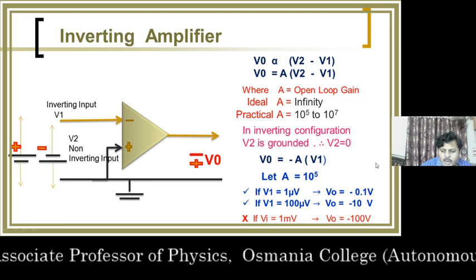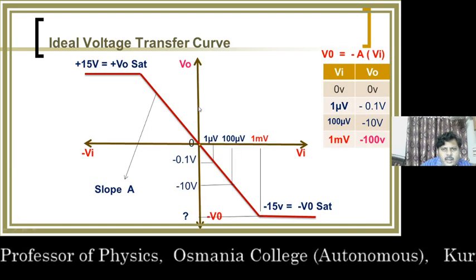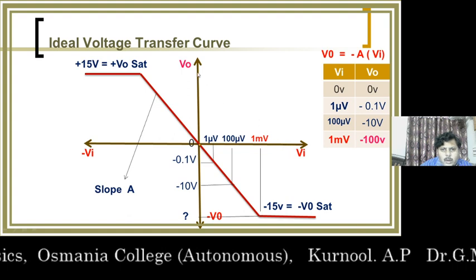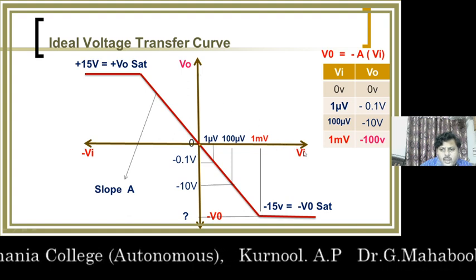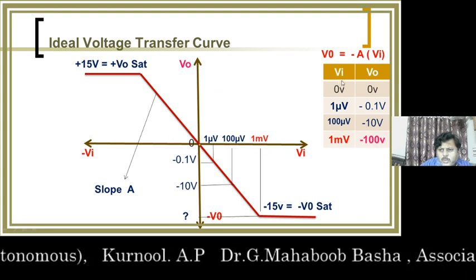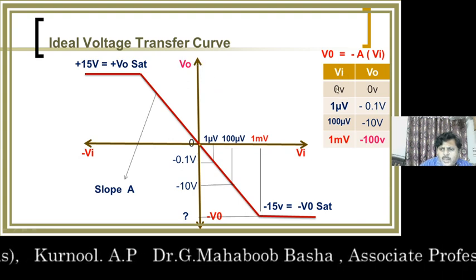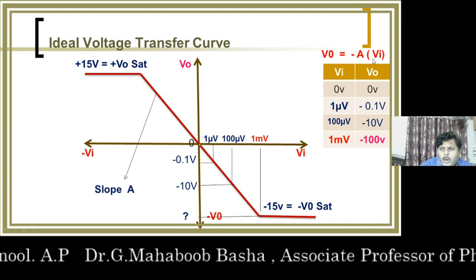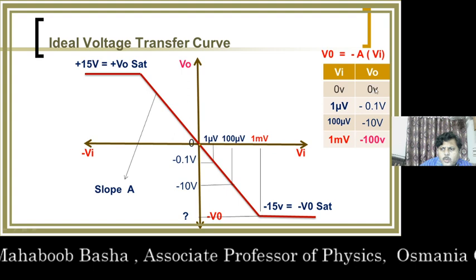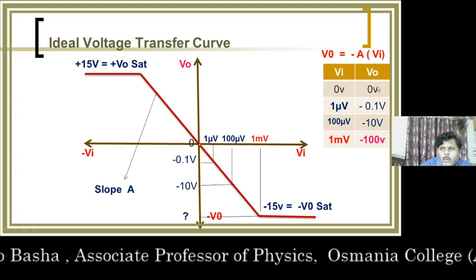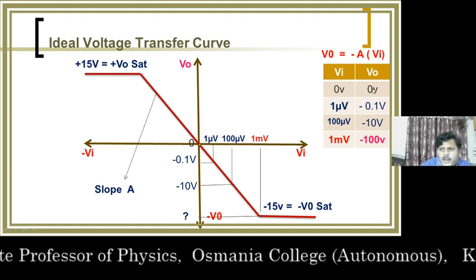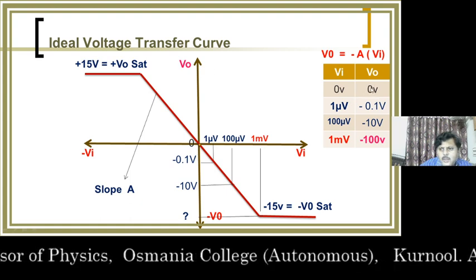Why? Because let us see the ideal voltage transfer characteristic curve. It is the curve between input voltage and output voltage. We are taking input voltage on the x-axis and output voltage on the y-axis. For a given observation, if the input voltage is 0, the output voltage is 0 under ideal condition. But practically, we may get an output offset voltage of 180 millivolts. But here we are taking ideal conditions, so we can take the output voltage as 0 volt.